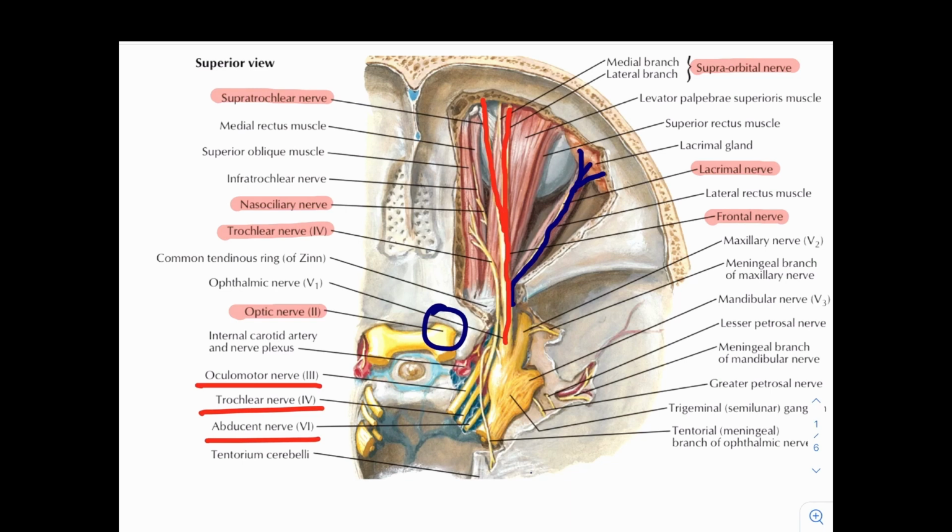Next, we discuss the trochlear nerve. The trochlear nerve enters the orbit through the upper part of the superior orbital fissure. It runs forward and supplies the superior oblique muscle.